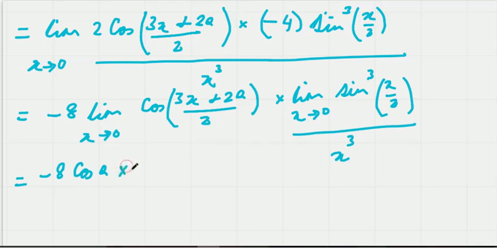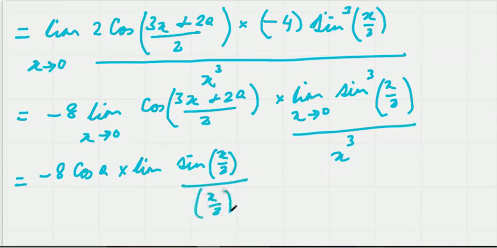Into limit sin x upon 2. I will write here x upon 2 cube.